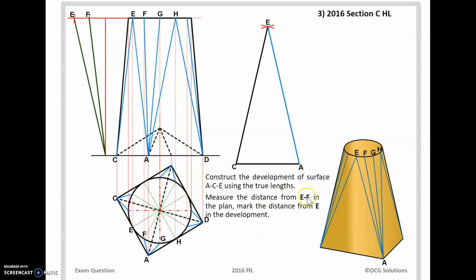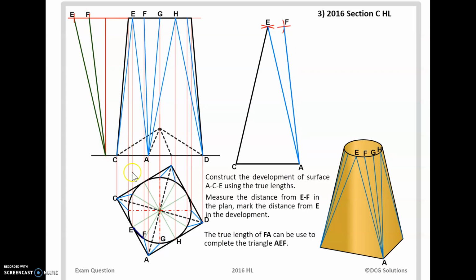So we need to measure the distance from E to F in the plan and mark the distance from E in the development. So the distance from E to F is here. So it's one section of the circle. All right, so we're going to mark that off up here. So see it here? One sector of the circle, we're marking that off, and we're getting the true length then of A to F. Okay, so we're getting this line, we're marking it off where it hits it.